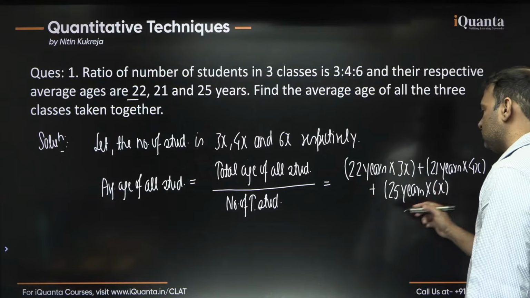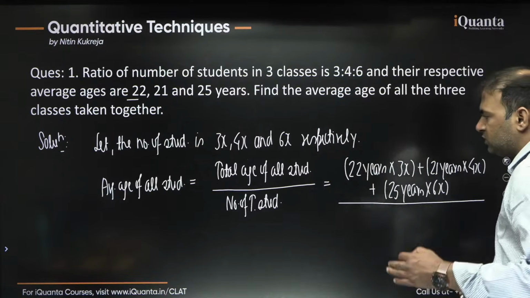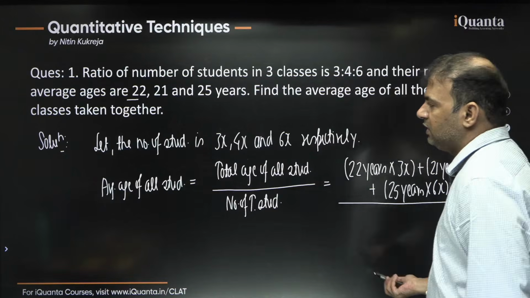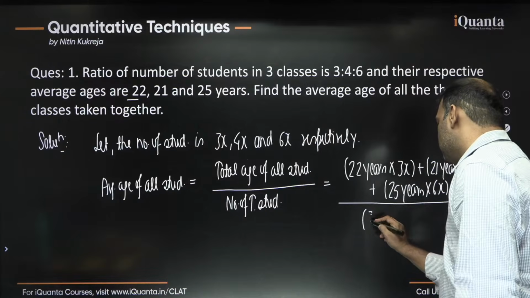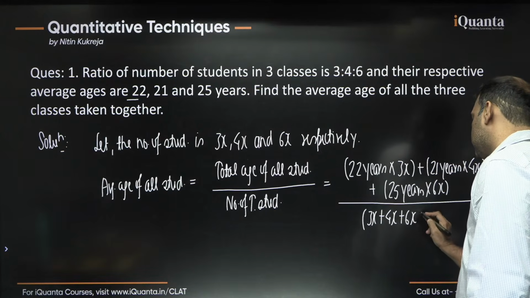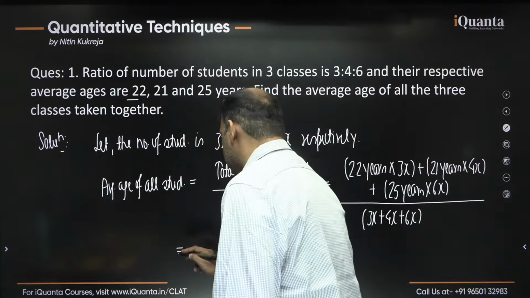So this is about the total age of all the students in all the 3 classes combined divided by the number of students in all the classes. So for the first class it is 3x, for the second class it is 4x, and for the third class it is 6x, right? Okay, let's just do some basic calculation after that.